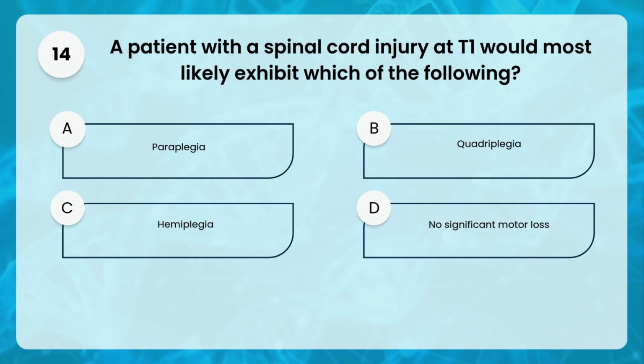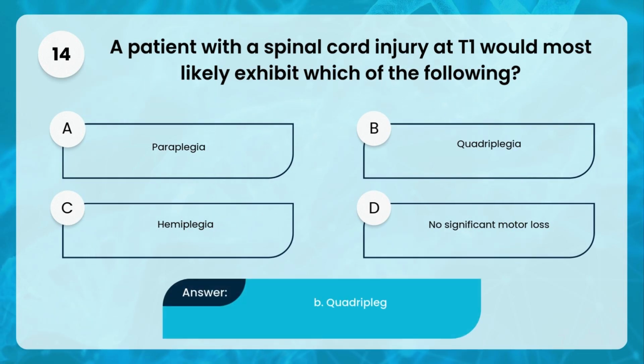Number 14. A patient with a spinal cord injury at T1 would most likely exhibit which of the following? A. Paraplegia. B. Quadriplegia. C. Hemiplegia. Or D. No significant motor loss. The answer is B. Quadriplegia.